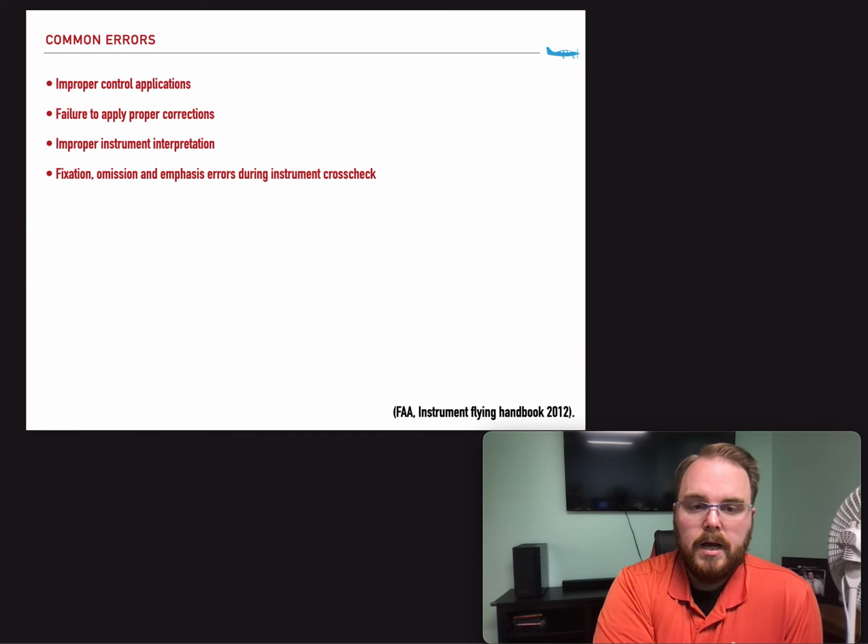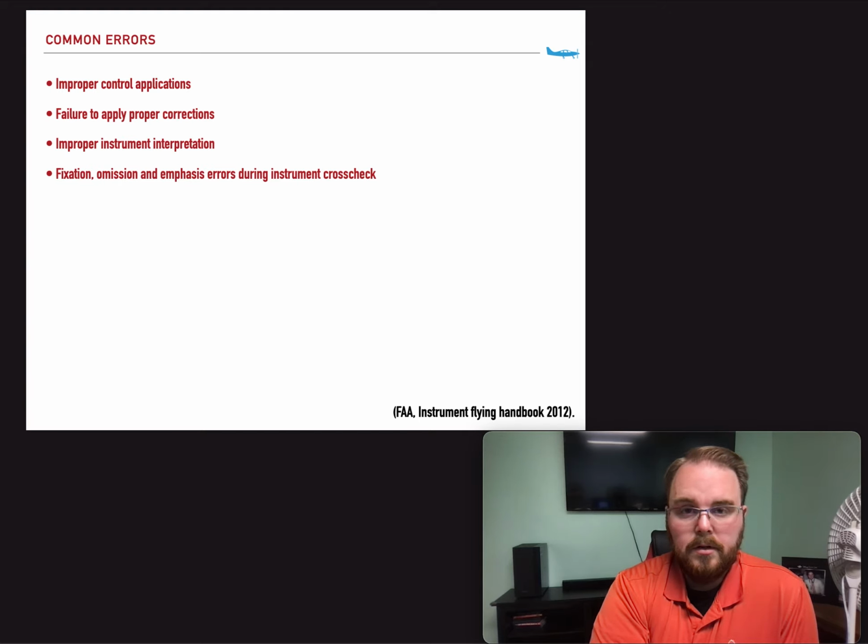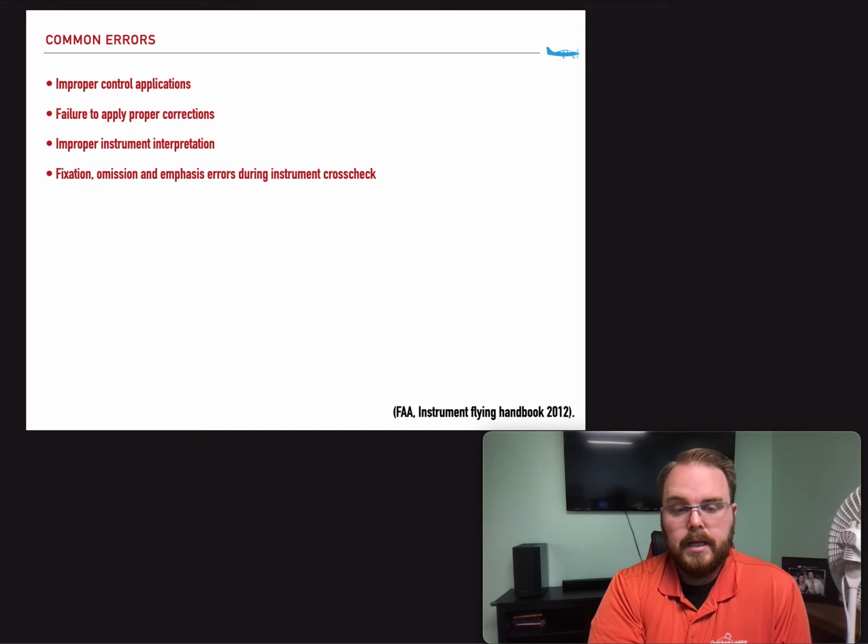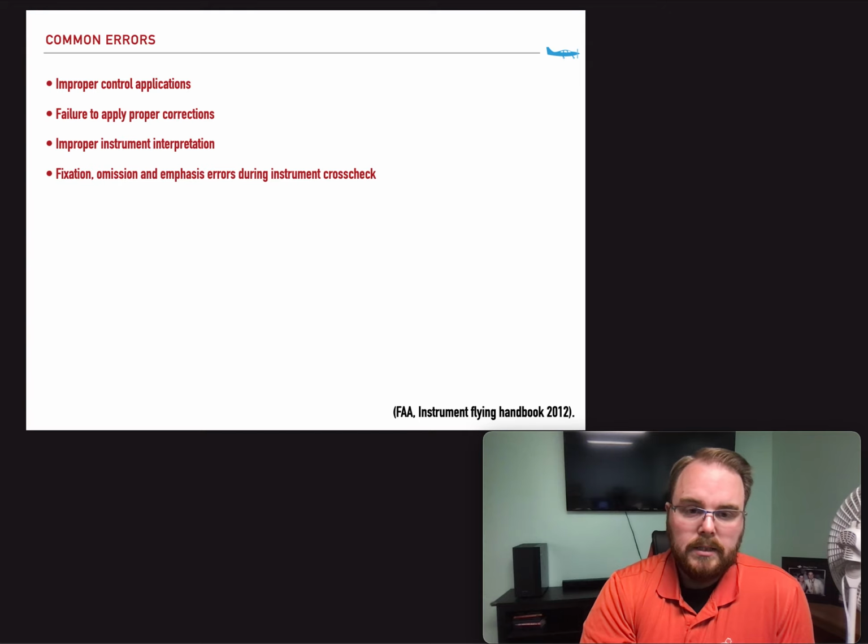Some common errors: improper control applications. That's, if you're trying to fly straight and level and you're at a really low power setting, you're not going to be able to do that correctly. Or if you're at a really high power setting and you're trying not to climb, so instead you're focusing on the attitude indicator and not maybe pulling a little bit of power back. So these are improper control applications. Failure to apply proper corrections. Again, that's going to be failing to correctly interpret the instruments. Improper instrument interpretation, obviously.